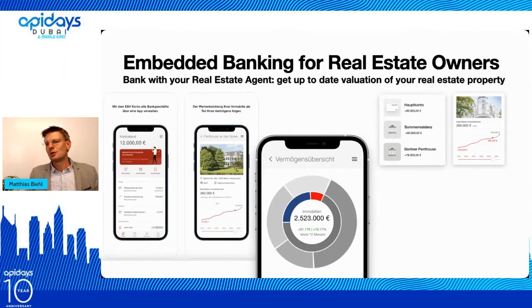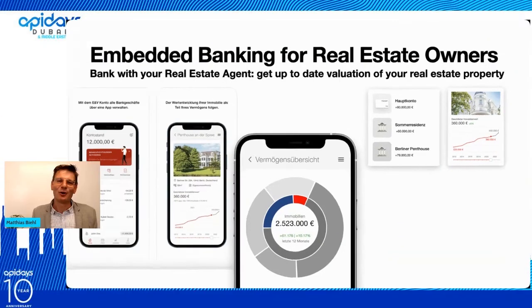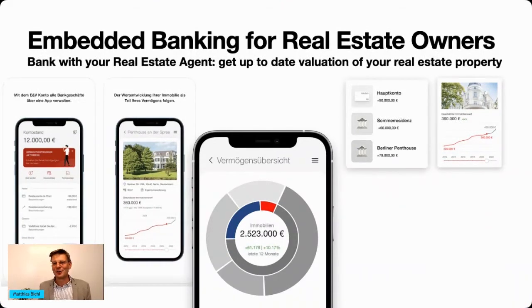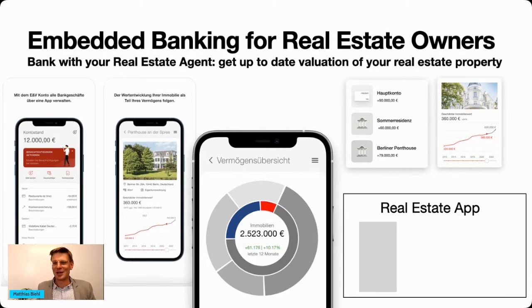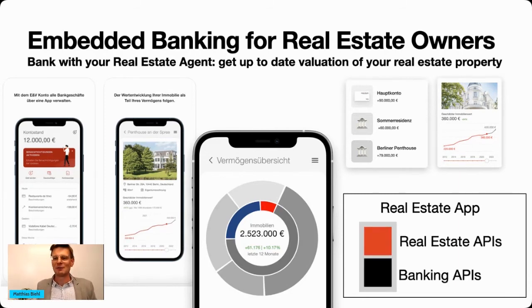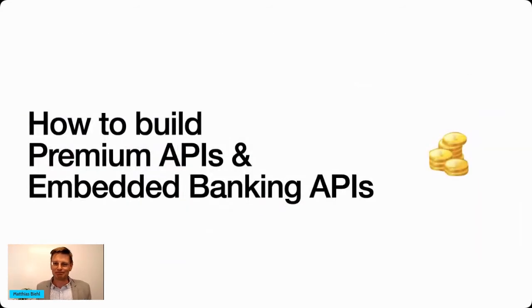And the same is true here. Another example for real estate owners, another very narrow sector, but real estate owners can get special types of banking products that also take care of their real estate valuations. So you have a real estate app consisting of real estate APIs providing those valuations of their real estate, and then banking APIs that do the typical banking stuff, but all bundled within this special type of app.